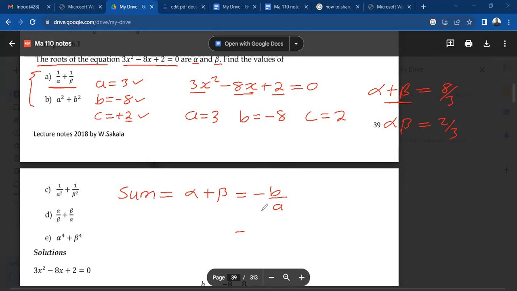So we substitute minus b. Our b is negative 8. Of course, there is a negative outside. In the formula, there is negative b, but our b is negative 8 as well. However, our a there is 3. Then simplifying this, negative negative gives us positive 8 over 3. And that's our sum, alpha plus beta. That's how you get the sum.